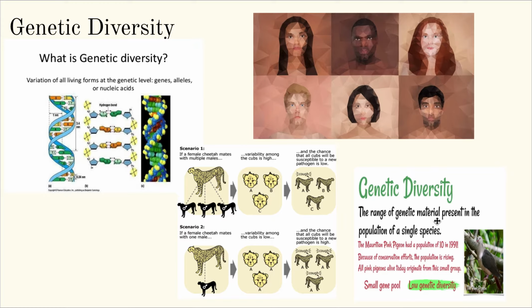Here we can refer back to the cheetah. A female reproducing with one male will have low genetic variability, so all the cubs will be similar. Same with the situation here with the penguins. Because the penguin only had 10 to begin with, and they've all mated and reproduced from those 10, there's a low genetic diversity.